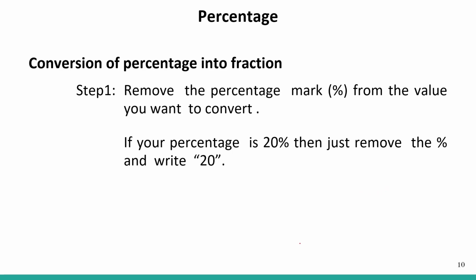Okay, so let's see how to convert percentage into fraction. You are given a percentage, let's say 30%. We want to convert this to a fraction. So what will it be? First, remove the percentage mark from the value you want to convert. If your percentage is 20%, then just remove the percentage sign and write 20. So here we have 30%. We just remove this symbol and we are left with 30.